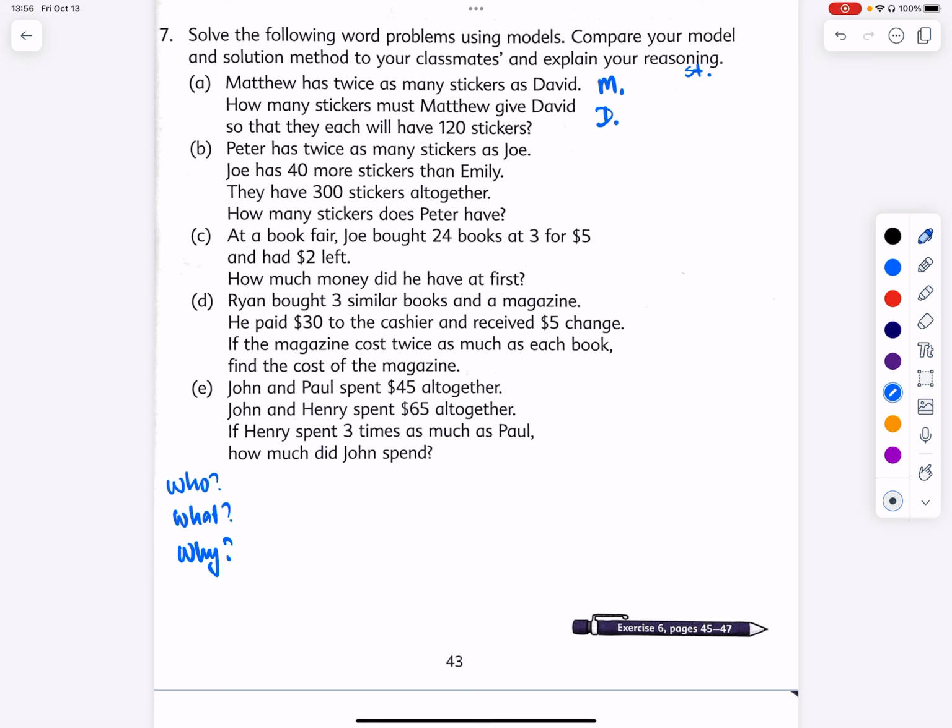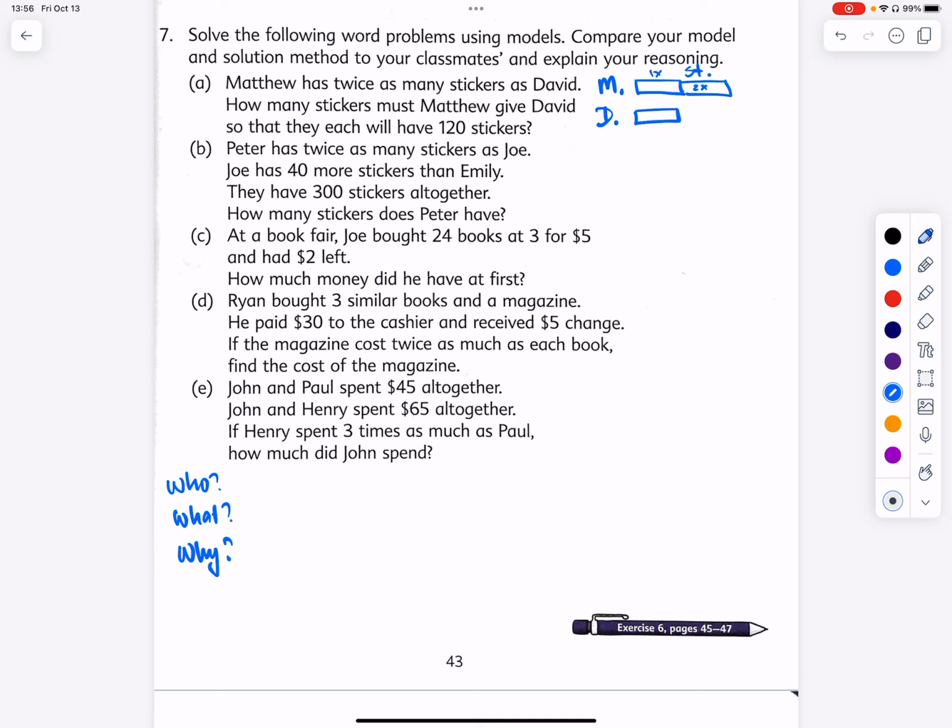What do we know about Matthew and David's stickers? Well, we do not know how much they have or how many they have. Matthew has twice as many as David. So who has more? Matthew. Who has less? David. Matthew has twice as many. So we say 1 time, 2 times. Now it's correct. Matthew has more than David. How much more? 2 times more, twice as many.